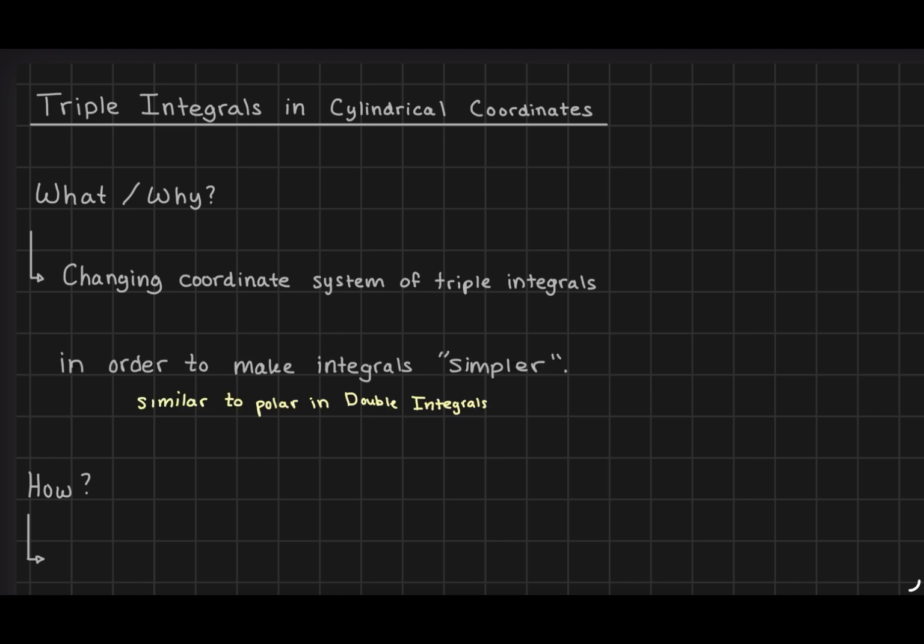Why would we do this? Well, it's in order to make integrals simpler. Like I said, this is similar to polar and double integrals, and we'll see in just a minute why it's so similar. Some of the triple integrals we're going to be evaluating are going to get pretty difficult, right? Whenever we can, we're going to want to make them easier: less algebraic errors, less errors in general. So that's why we're going to be doing it.